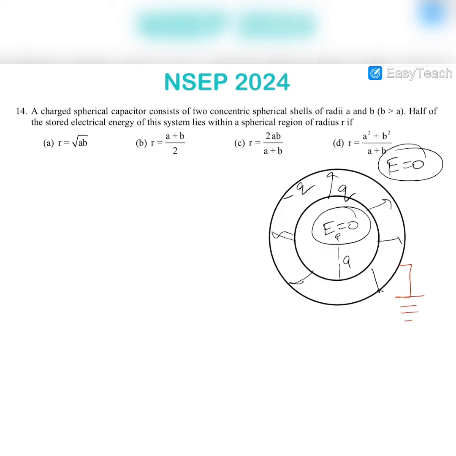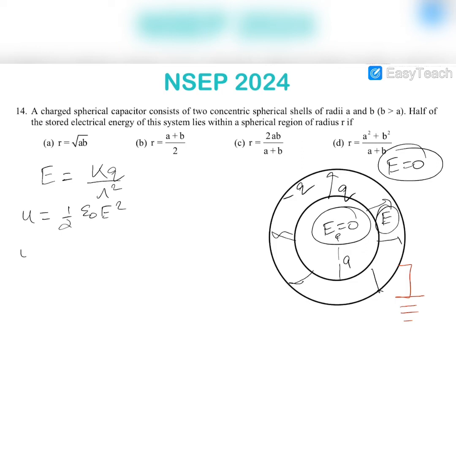And you definitely know that the electric field in this region is only due to the smaller sphere. There is no contribution to the electric field by the bigger sphere in this region, obviously, because the bigger sphere has 0 electric field inside it. So the electric field in this region at a distance r will be kq by r square, and the energy density u is half epsilon naught E square.